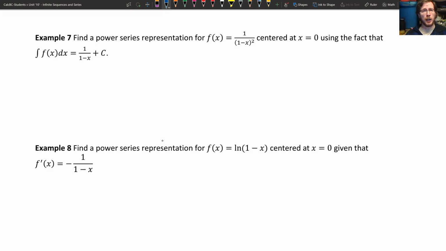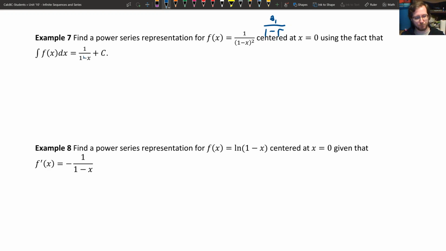If we wanted to rewrite f of x as a power series, knowing what we know about power series so far, we want to relate it to the sum of an infinite geometric series, which is that initial value over 1 minus r. Well, this doesn't fit into that model. The square down here messes that up for the denominator. So that would not be an easy task there.